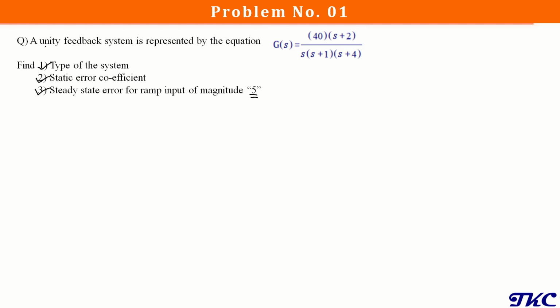Whenever we are having a unity feedback system, we know that the transfer function in the normal way we write as G(s)H(s). But when we are having a unity feedback system, this H(s) will be 1, because of which we are having the transfer function written as G(s) only. So it is the same if we write it in this way also. G(s)H(s) equals 40(s+2) divided by s(s+1)(s+4).